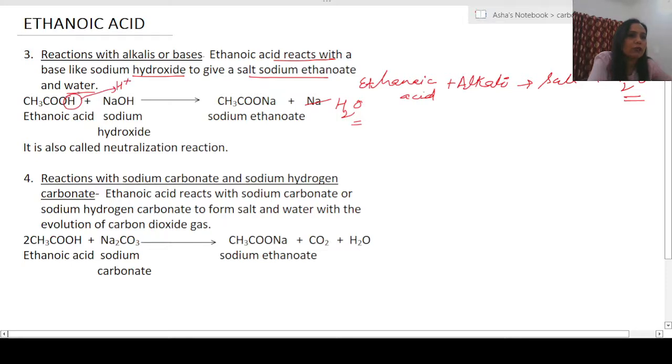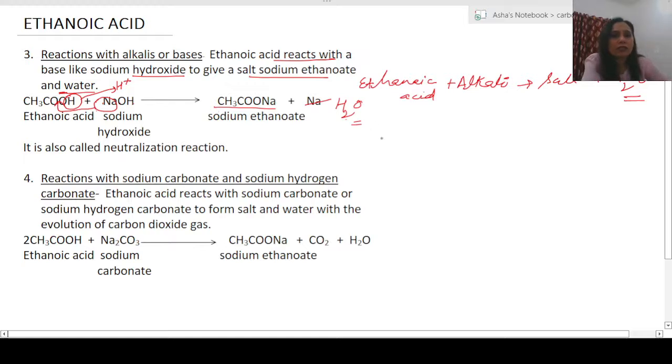H plus will come out and this will become negative. CH3COO minus will become negative. This Na will come out from the sodium hydroxide and it will attach here. So you will get CH3COONa, and this H will combine with OH and it will form water.